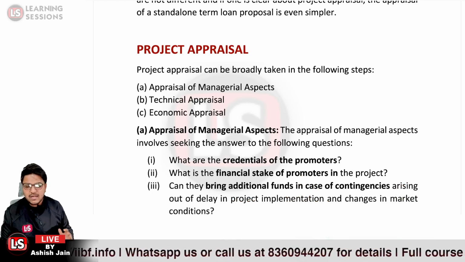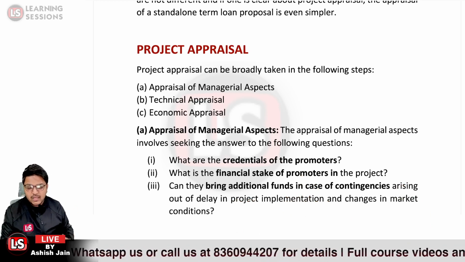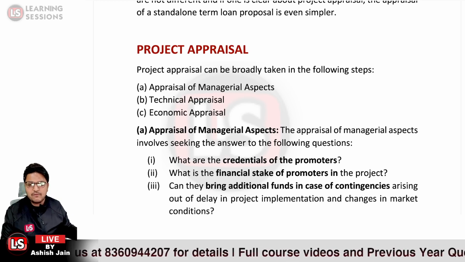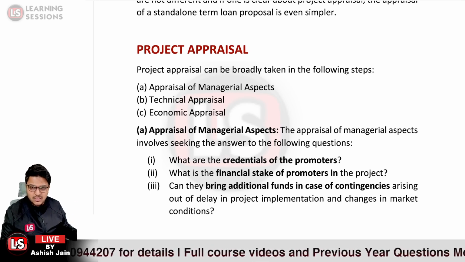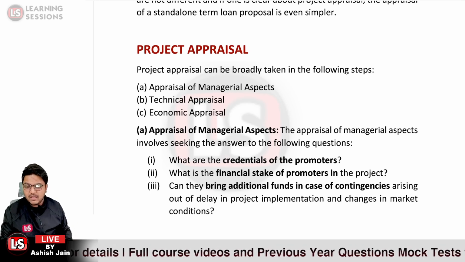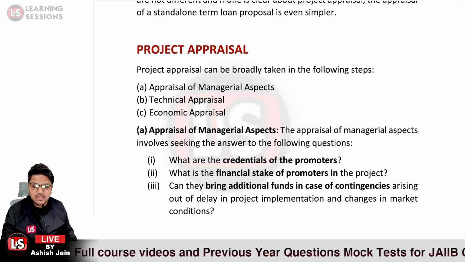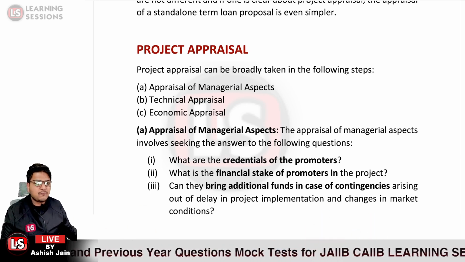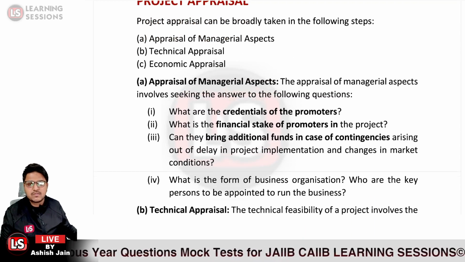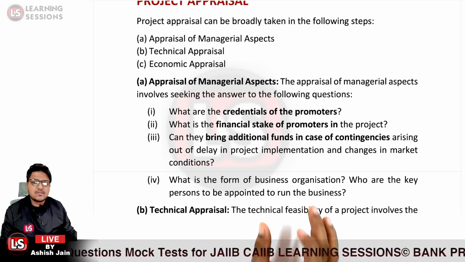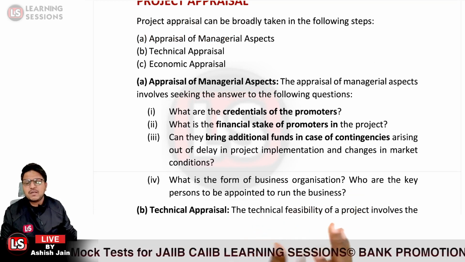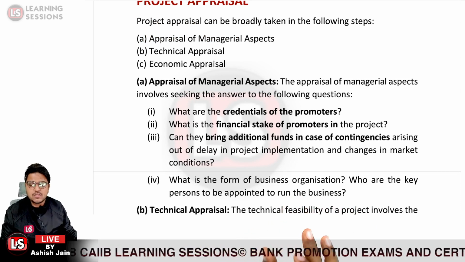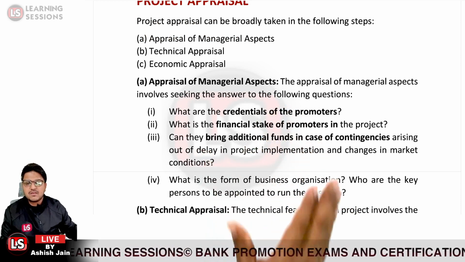What is a contingency? A contingency is an event which, if it occurs, can cause an issue. If there is a contingency and we require some additional capital, would the promoter be in a position to contribute additional capital? That particular factor must also be looked into. Then, what is the form of business organization, and who are the key persons, the important persons required to run the business? That is the appraisal of the managerial aspect.